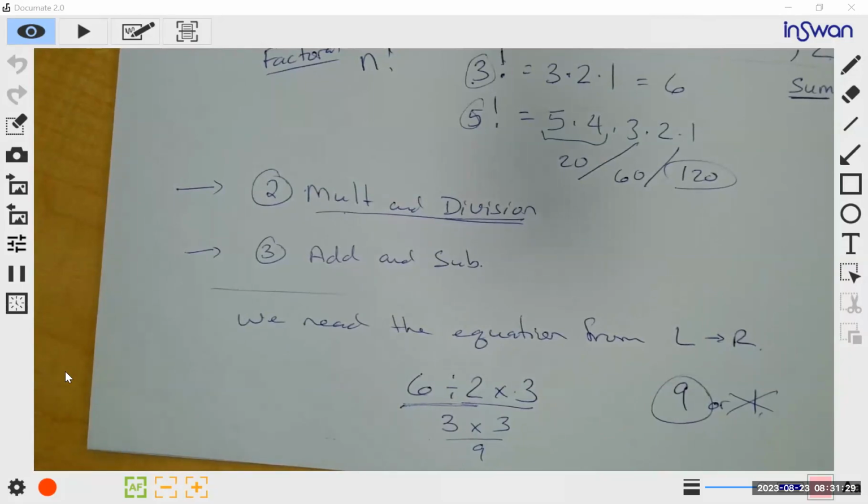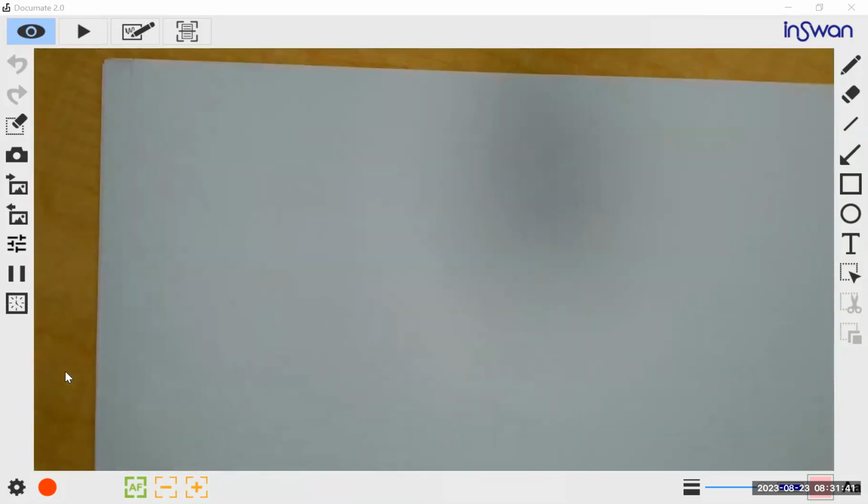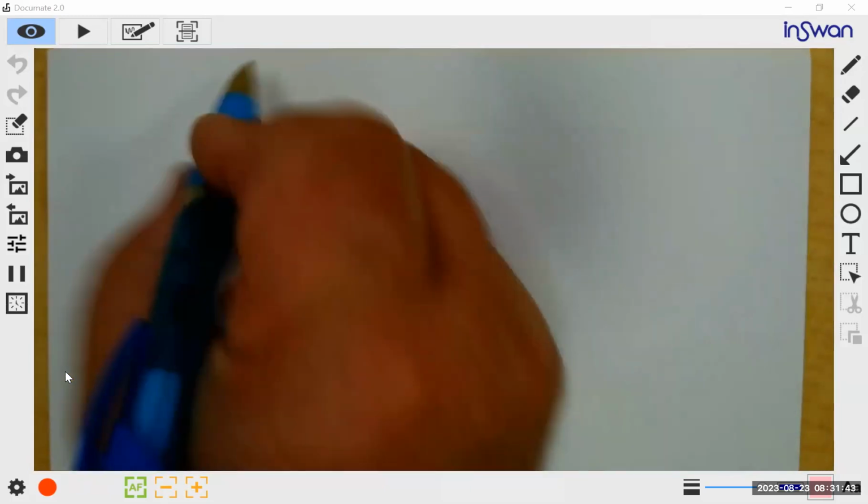So we have to learn how to read our equation from left to right. We're going to do a whole bunch of these. Whenever I do examples, I'm always going to refer back to the order of operations. Let's put some bigger ones on here for practice.